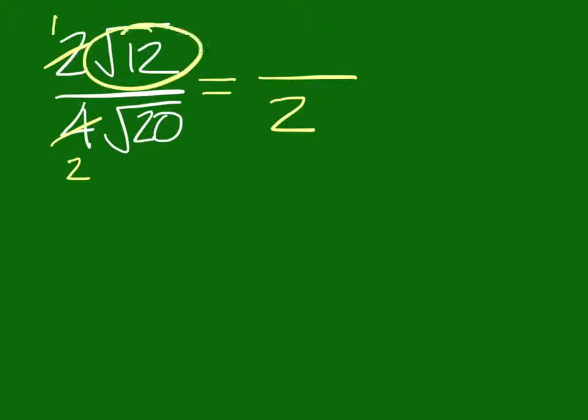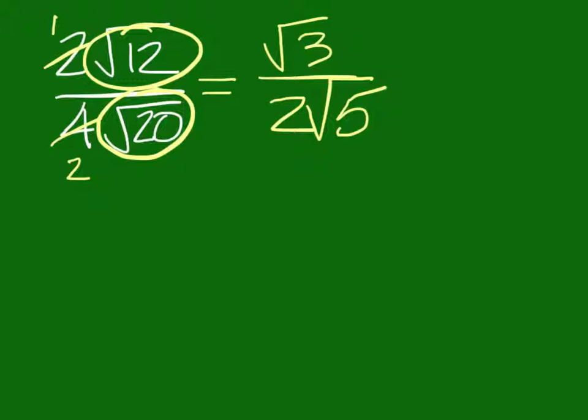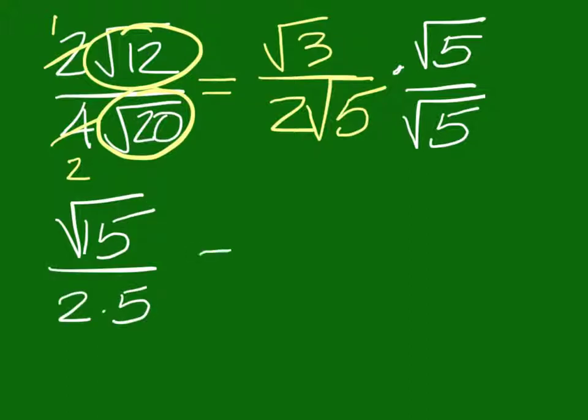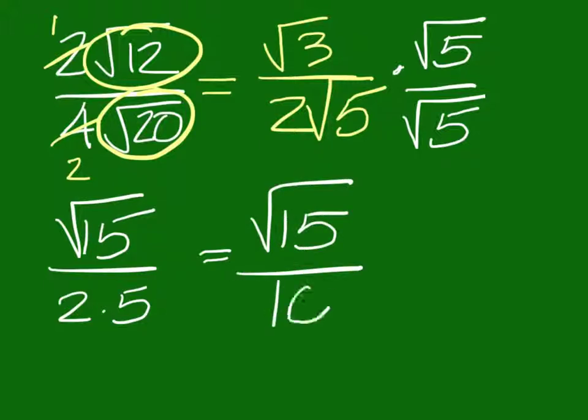Now for this, 4 will go into both of those, into 12 3 times and into 20 5 times. And if you do this simplification, then it's a lot easier in the long run. So multiply the top and the bottom by the square root of 5 to get the square root of 15 on the top, and then 2 times 5 on the bottom. So your final answer should be square root of 15 over 10. You cannot reduce this. You cannot reduce a square root with an integer.